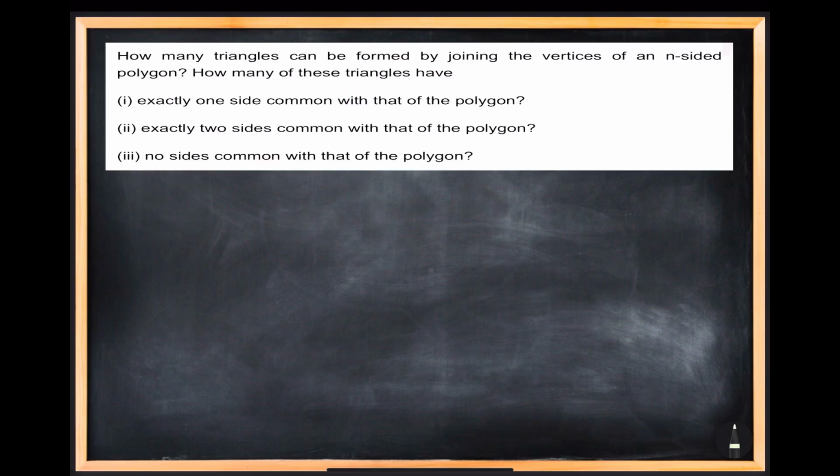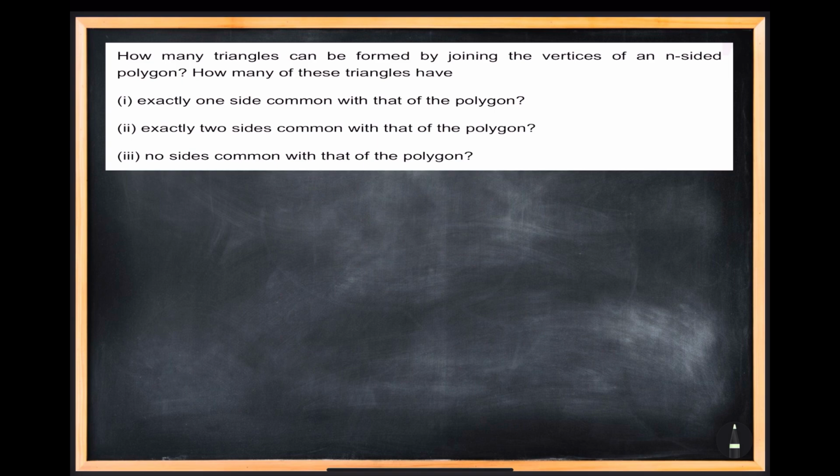Okay, so we got this situation. How many triangles can be formed by joining the vertices of an n-sided polygon? How many of these triangles have exactly one side common with that of the polygon, exactly two sides common with that of the polygon, no side common with that of the polygon? So we will handle this situation one by one.